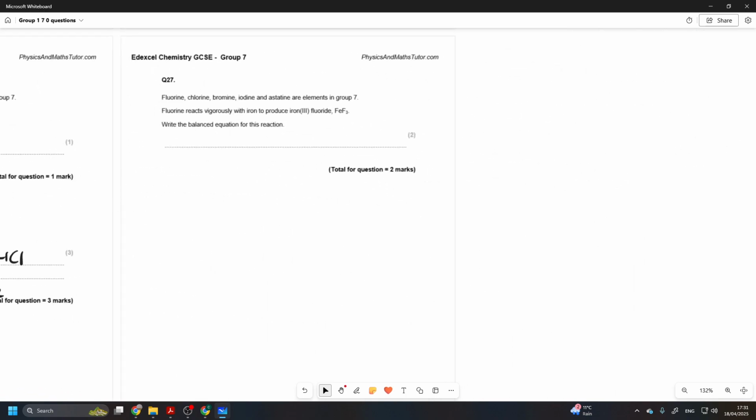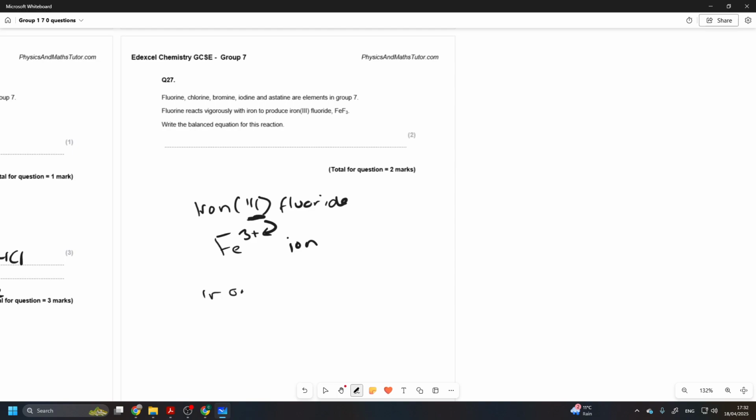Ooh, penultimate page. Another balanced equation. Fantastic. It says fluorine reacts vigorously with iron to produce iron 3 fluoride. Now, a quick bit about this: iron 3 fluoride contains an iron 3 plus ion. That 3 relates to the charge of the ion.